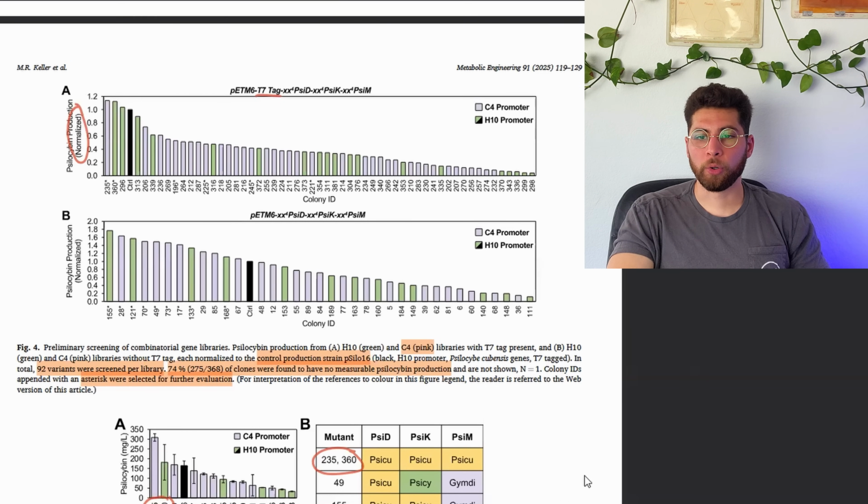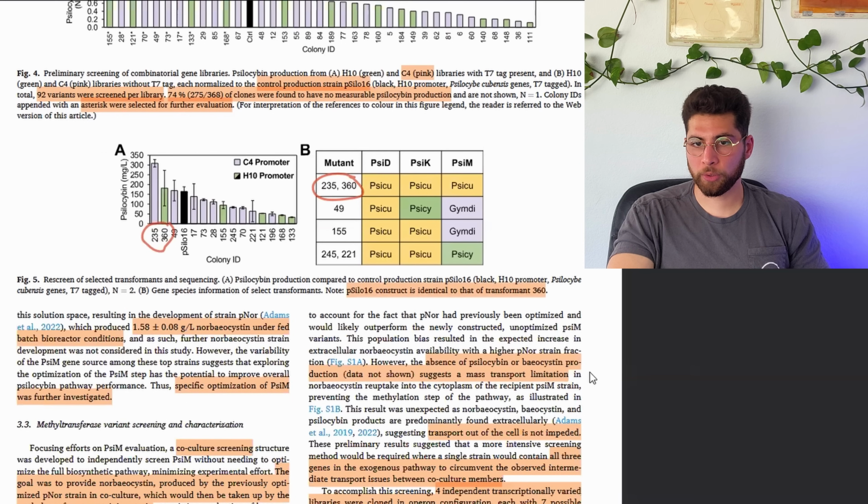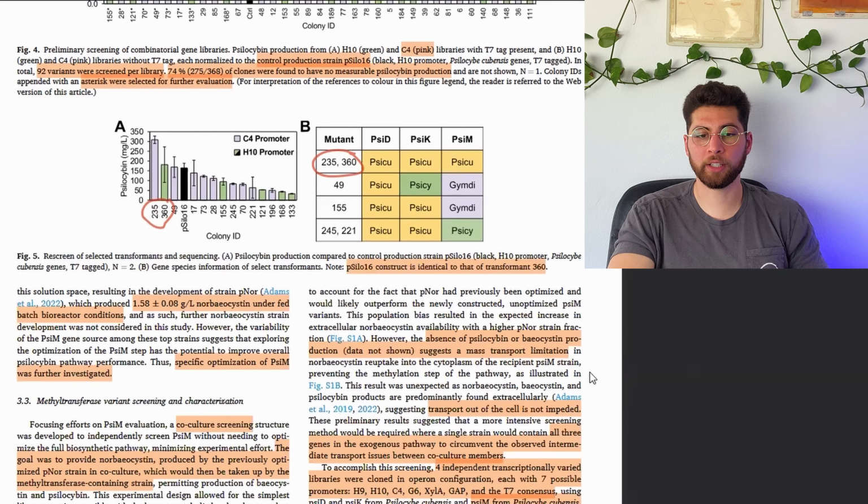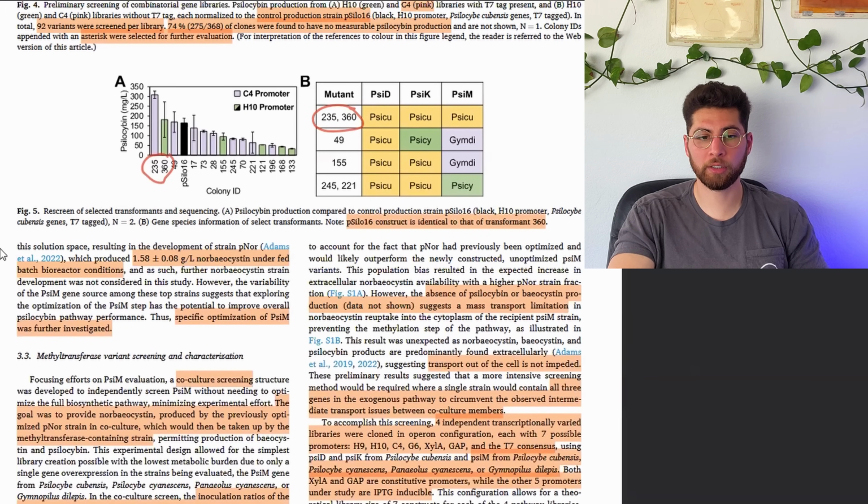All right, so let's make sure we're not missing anything. Evaluation of the variants, development of P-Nor, which produced 1.58 grams per liter. Okay, this is talking about a different strain that produced high quantities of norbaeocystin from a previous paper that you could check out.